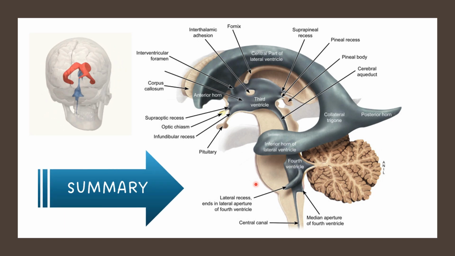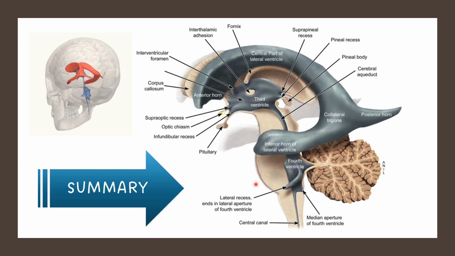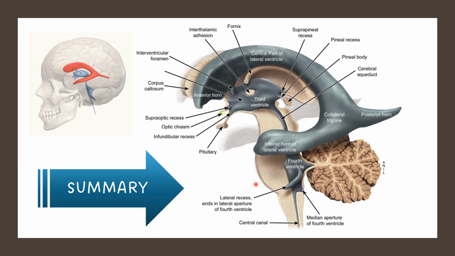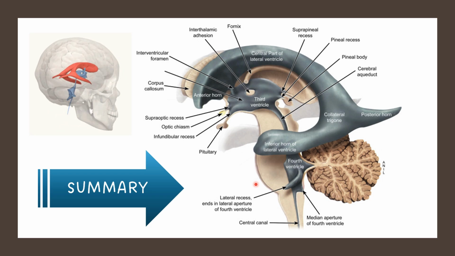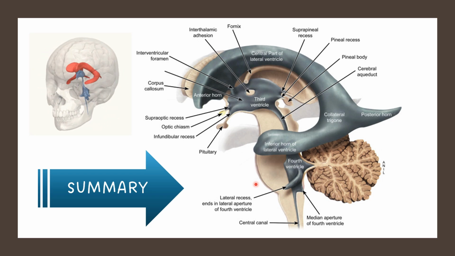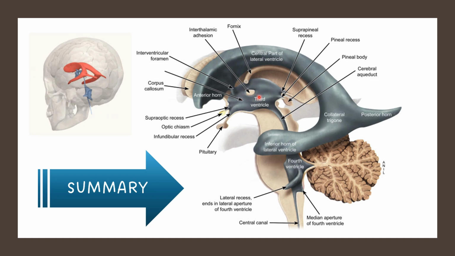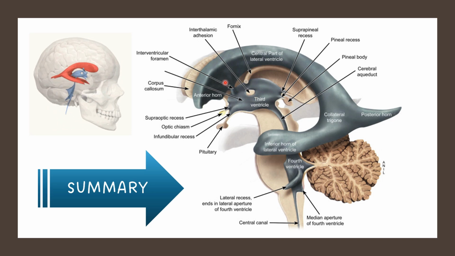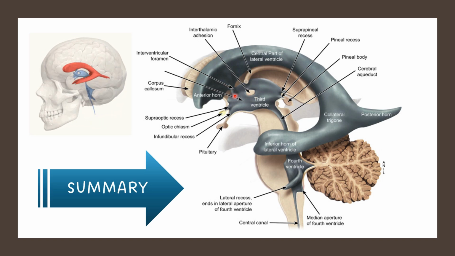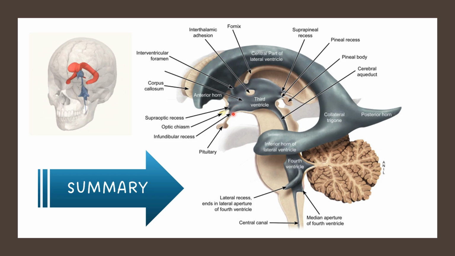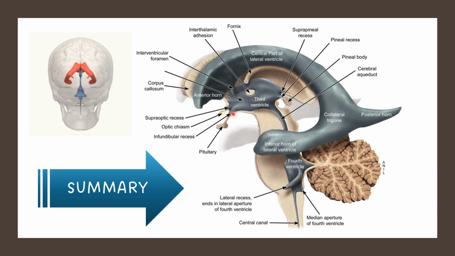Now let's summarize the lateral ventricle. The lateral ventricles are the cavities of the telencephalon which forms the cerebral hemispheres. These lateral ventricles are a pair which are separated by the septum pellucidum, which is a thin sheet of nervous tissue. They communicate with the third ventricle through the interventricular foramen of Monro. The lateral ventricles produce most of the CSF in the CNS.